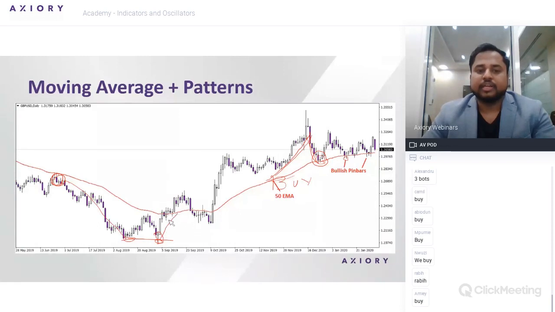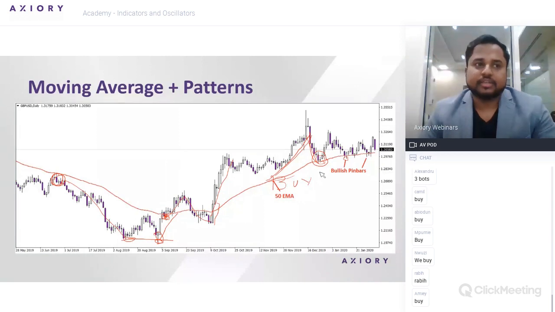But it touches here, it didn't work out. See, nothing worked out. It just went up and played around. Then it breaks the moving average and goes up. Then it came to these levels. At that time, we can consider the buy. Okay, this is the first technique.